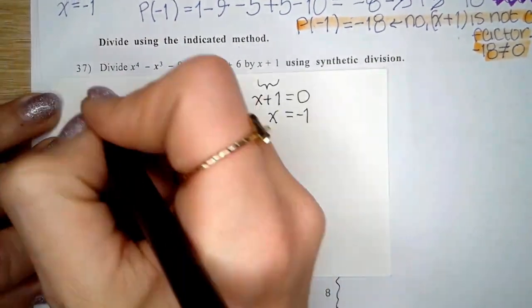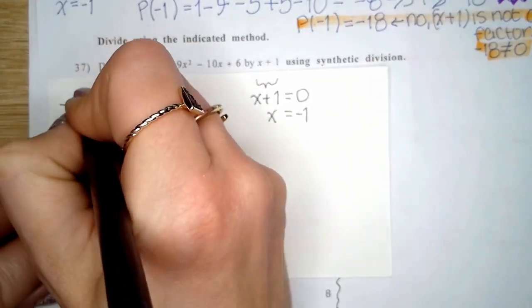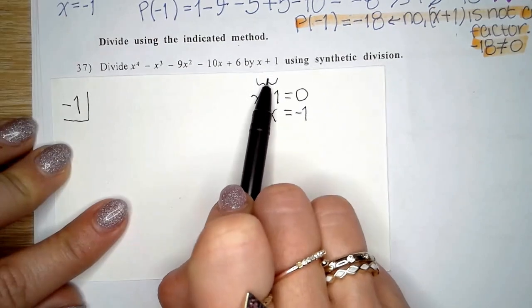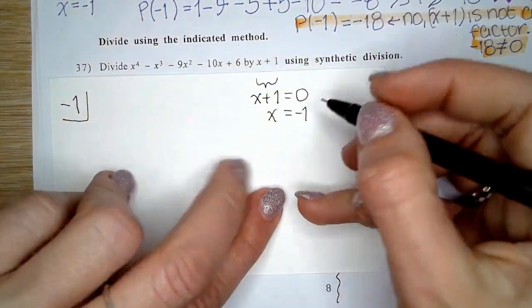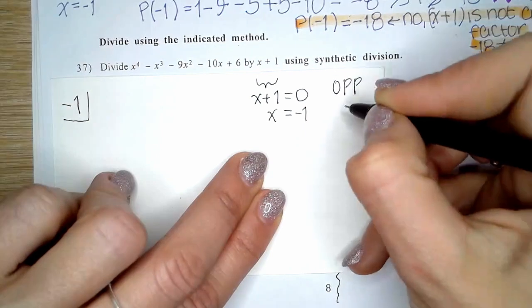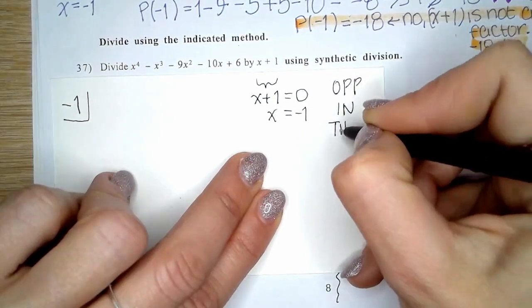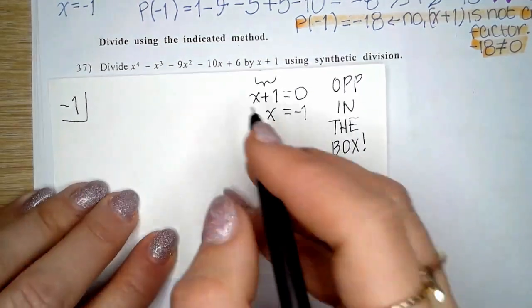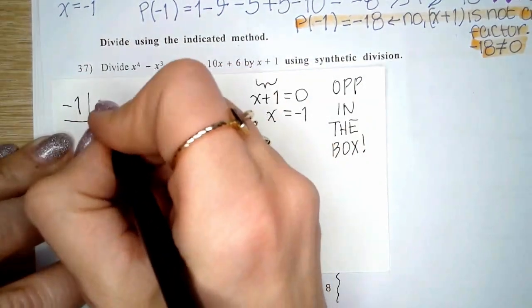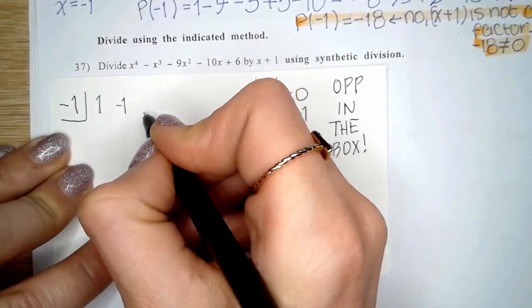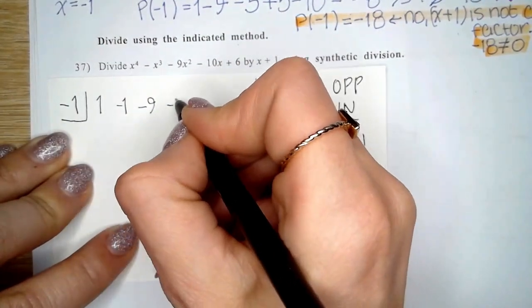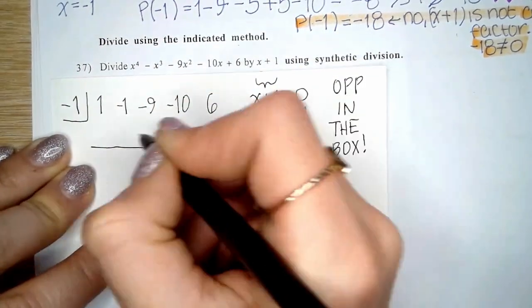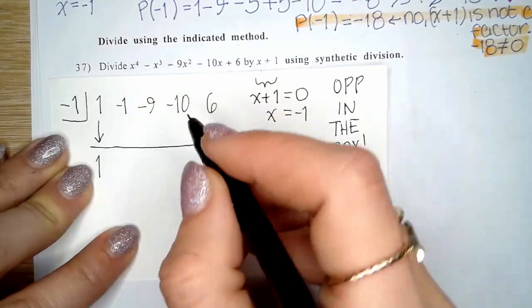So you could remember op in the box. The opposite number will always go in the box. If you put positive 1 in the box, it's wrong, wrong, wrong. Op in the box. What am I saying? Op, like, opposite, in the box. Okay? Now we put all of our coefficients in a row: 1, negative 1, negative 9, negative 10, and 6. Leave some room. You bring down the first number.